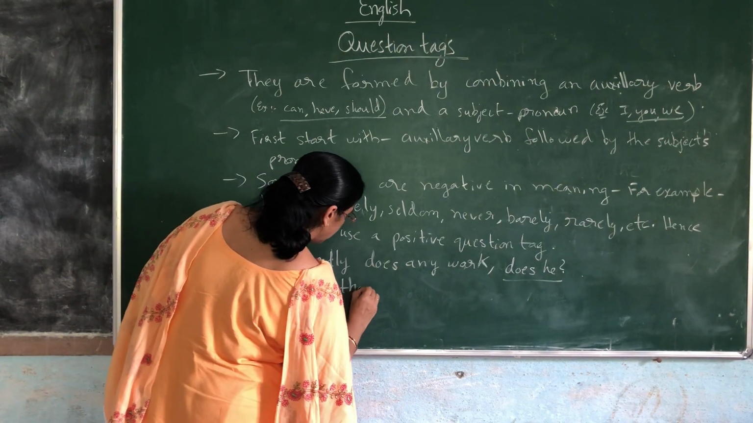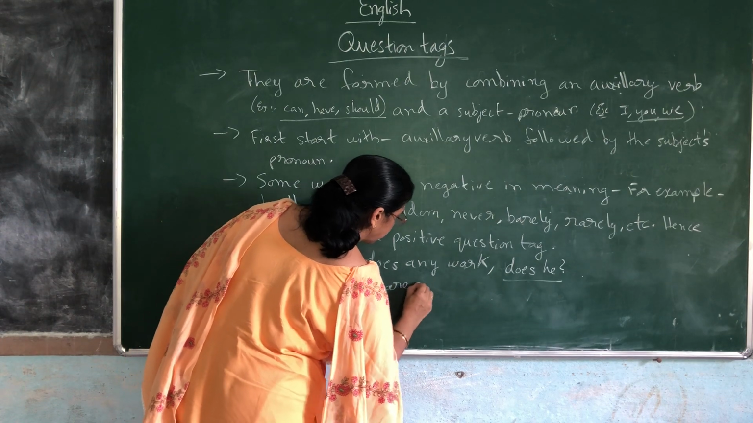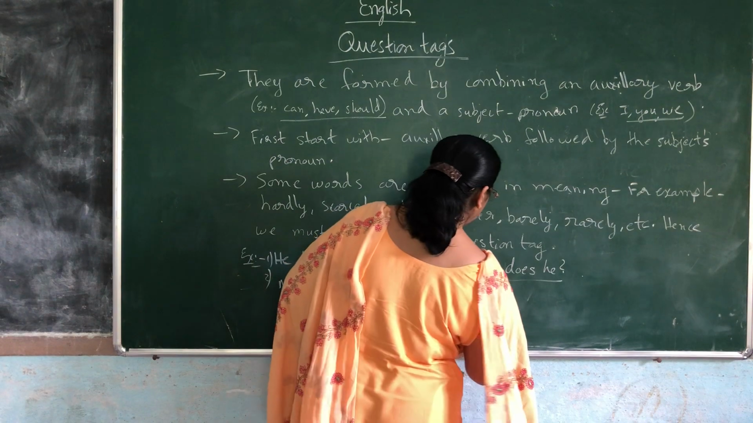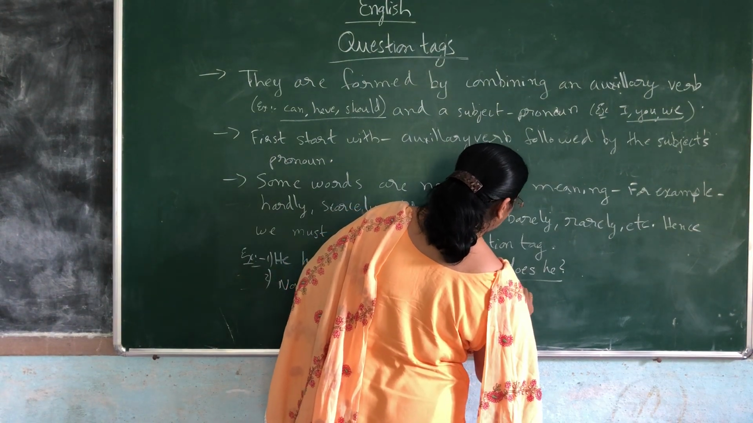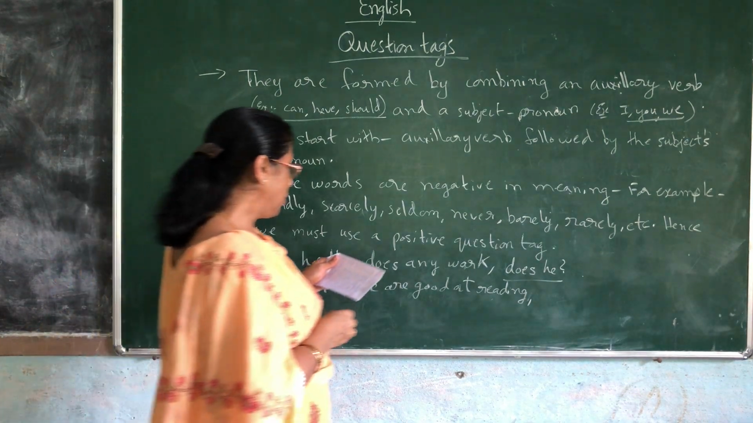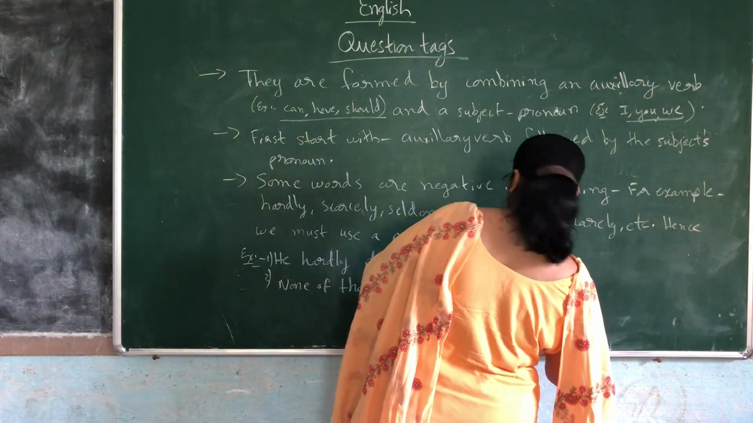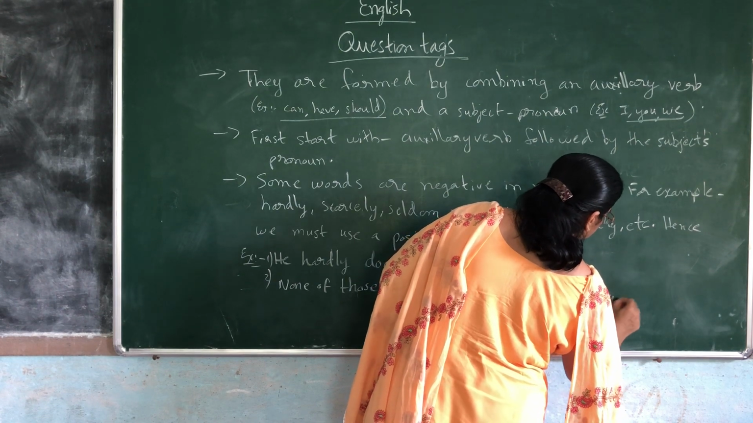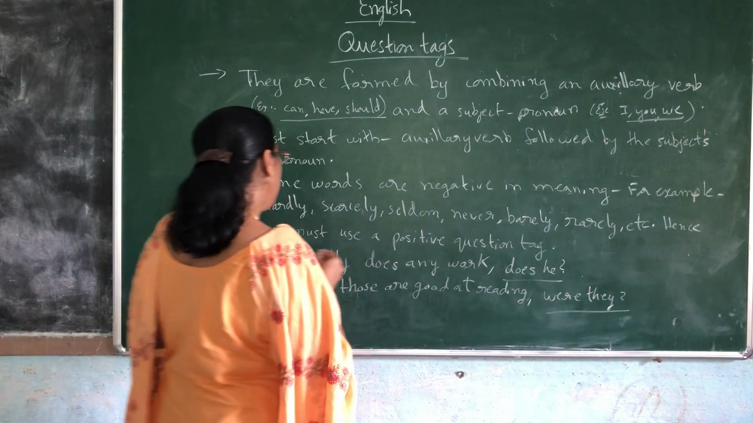None of those are good at reading. That is, maybe some people, they are indicating some people. None means what? No one. It is already indicated. So what should you write? Were they? A group is indicated. Okay? Next.